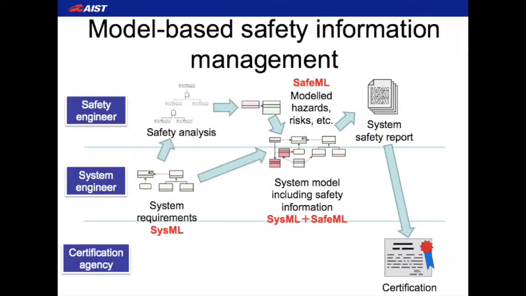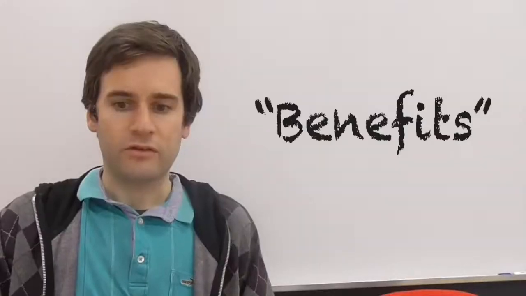So as we see on this slide here, you can see where SafeML is useful. We have our model-based system done in SysML, and we have SafeML being used to model all our hazards and risks and so on that we've produced from our safety analyses. So this is then integrated together into a single system model using SysML and SafeML, which produces a system model including the safety information. This has several benefits.